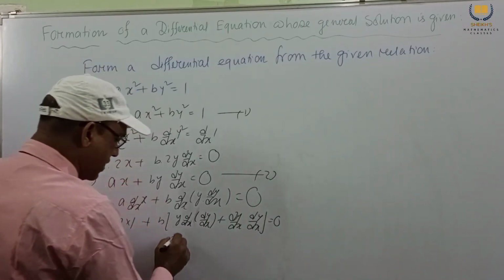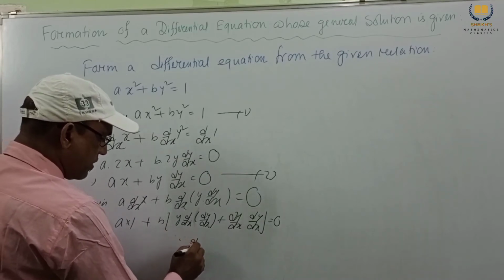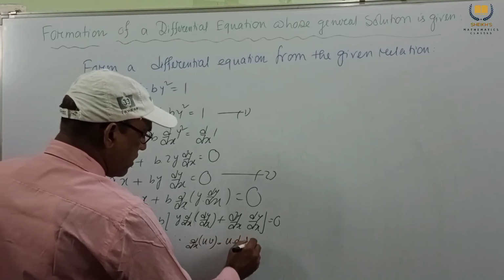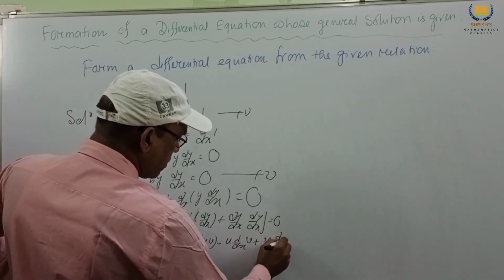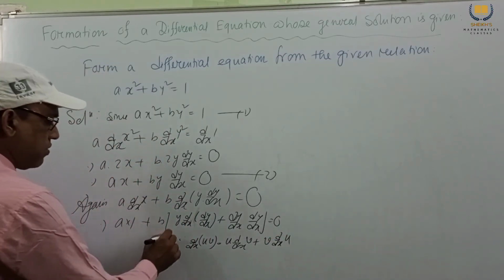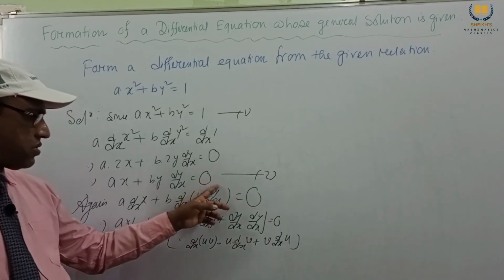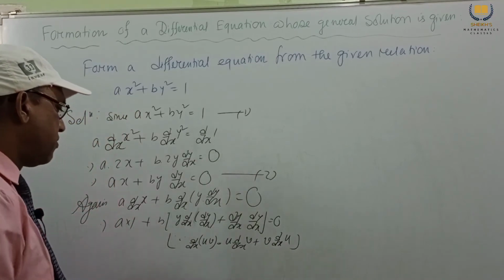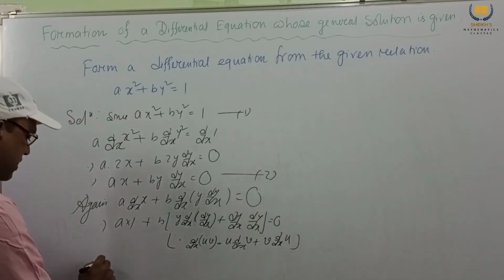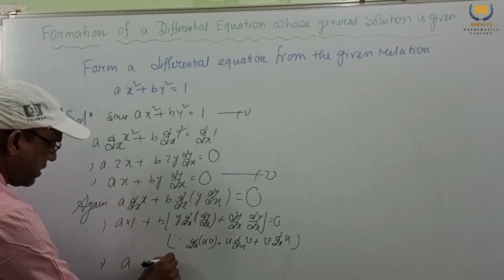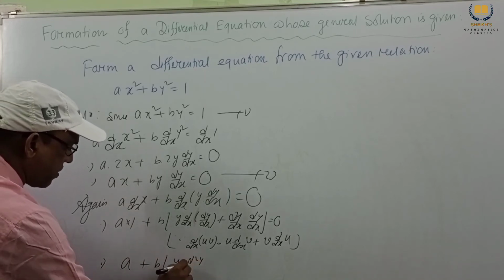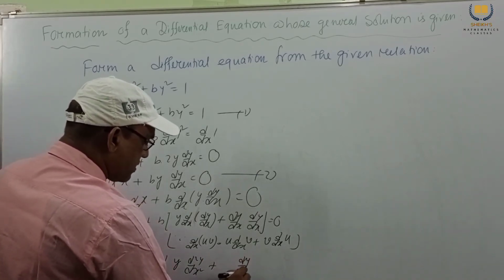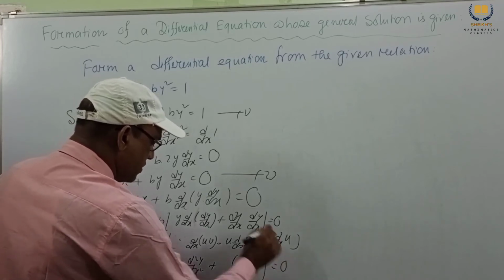Because we know this formula, d dx of uv equals u d dx of v plus v d dx of u. This is the product rule. Using this, we assume this is u, this whole is v. So we get a plus b y d square y dx square plus dy dx whole square equal to 0.